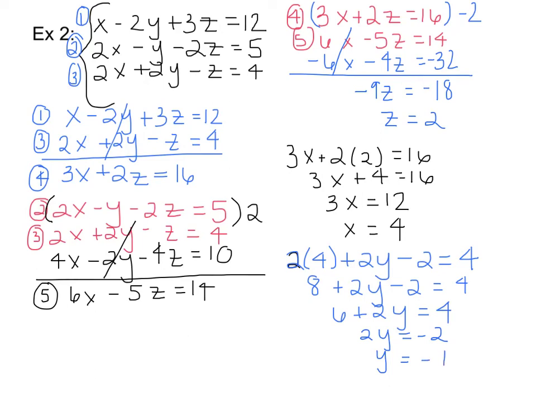So I know my x, I know my y, I know my z, so now write it as a point because it's where 3 planes are going to intersect. So I have 4, negative 1, 2. Again, make sure you're writing it x, y, and then z.